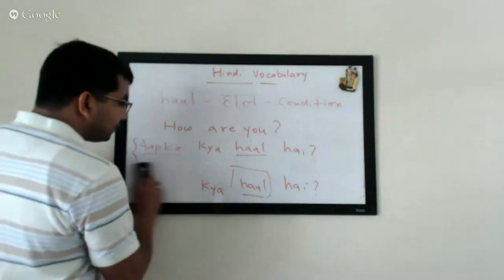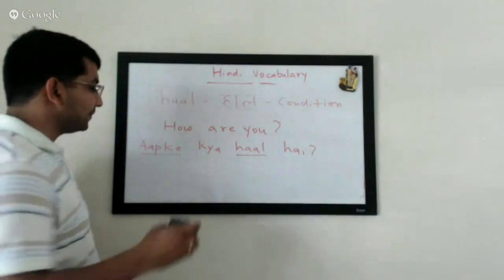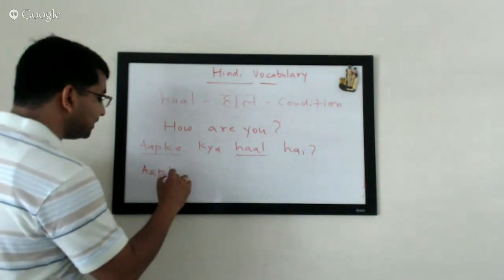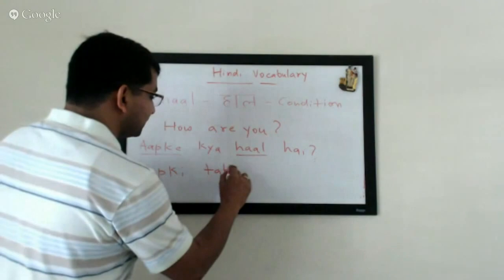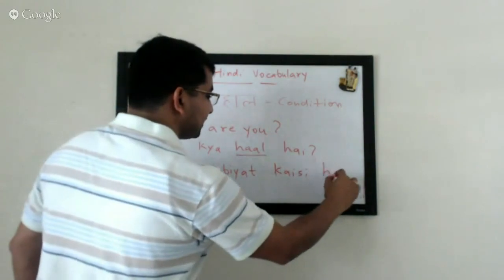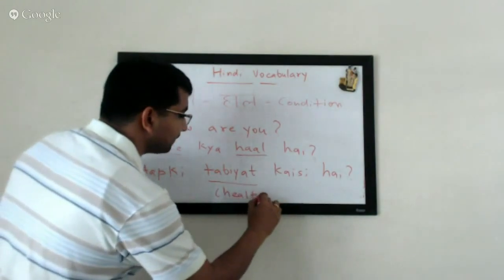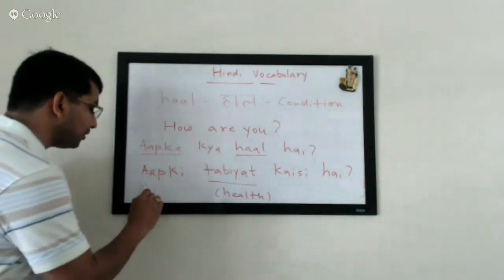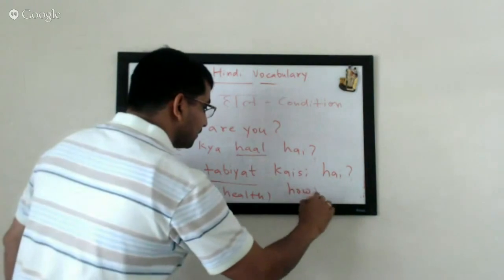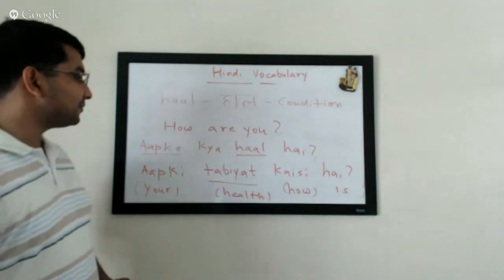There's one more expression which is very good, which is आपकी तबीयत कैसी है? You can use that as well. आपकी तबीयत कैसी है? And tabiyat is nothing but health. Your, how is, how is your health, right? So that's the third way of saying it, right?